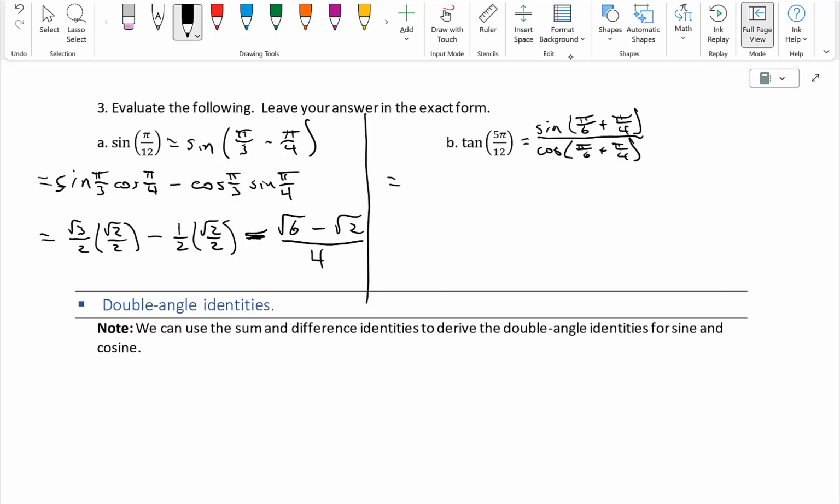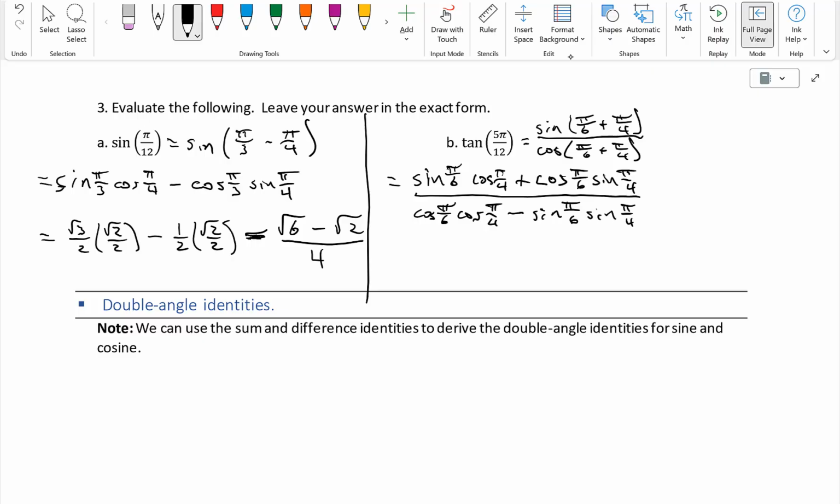The numerator, we just did a sine of a difference over there, so sine of a sum would be sine of the first, pi over 6 in this case, cosine of the second, pi over 4. Sine stays the same, plus cosine of the first, pi over 6, sine of pi over 4, all divided by, for cosine, we had cosine of the first, pi over 6, times cosine of the second, pi over 4. We get that sign change here, so minus sine of pi over 6 times sine of pi over 4. And we just want to sub all those values in.